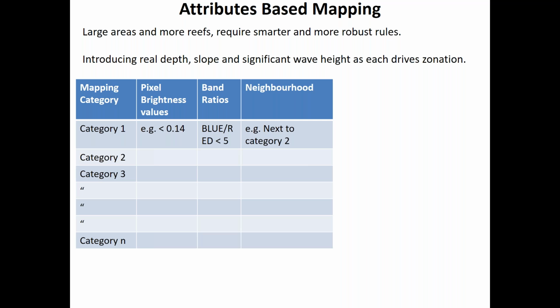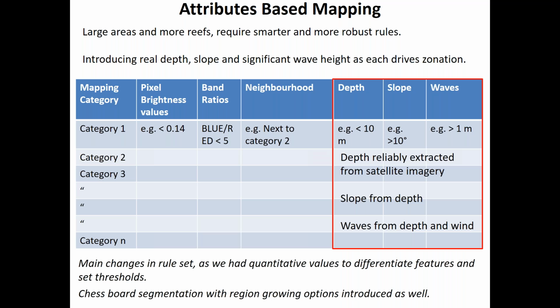But what's also important, we can start to have a look at significant wave height, the wave characteristics. So if we have wind and a good depth model, we can calculate where the wave energy goes on a reef system. And that information helps with understanding how to map these different reefs. So yeah, we can have new rules to make these systems more robust.